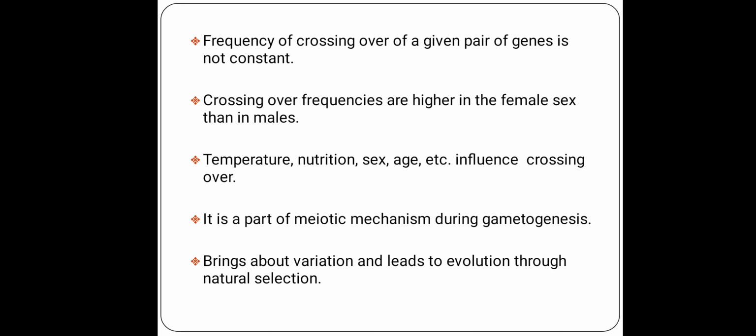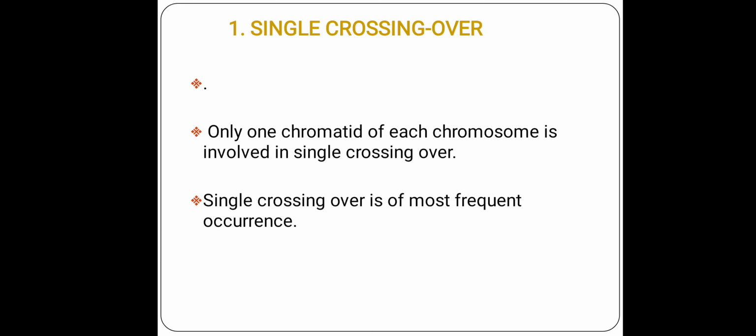The frequency of crossing over of a given pair of genes is not constant. It varies from organism to organism. For example, crossing over frequencies are higher in females than in males. Other factors such as temperature, nutrition, sex, and age also influence it. It is a part of the meiotic mechanism during gametogenesis and brings about variation and leads to evolution through natural selection.